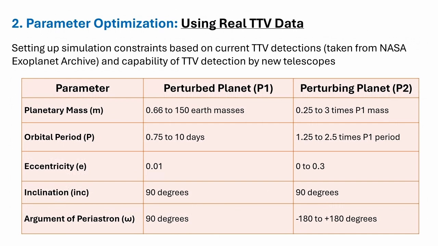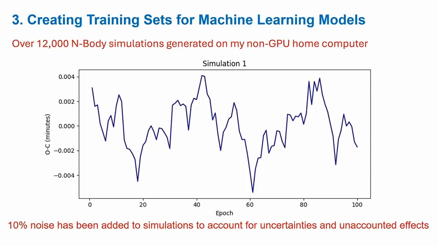And these n-body simulations were run on 2 planet systems. So there's the known planet, the perturbed planet, which is experiencing the transit timing variations, and there's the perturbing planet, which is causing the transit timing variations.